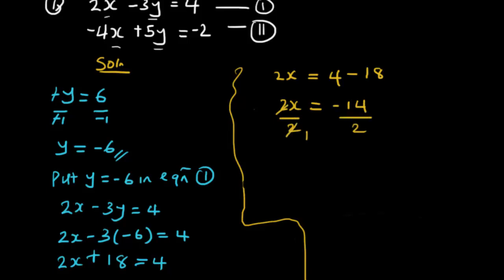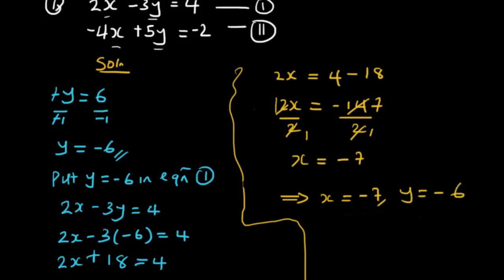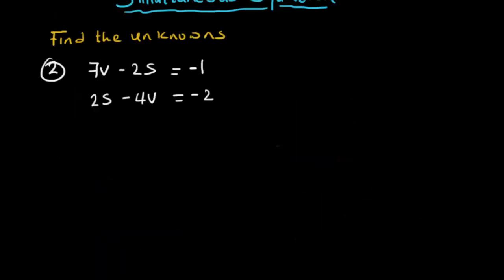2 over 2 is 1, 2 over 2 is 1. I'm left with x equals 2 over 2, 1, and 2 over 7, which will give me minus 7, which implies that x equals minus 7, y equals minus 6. I hope you understand this.